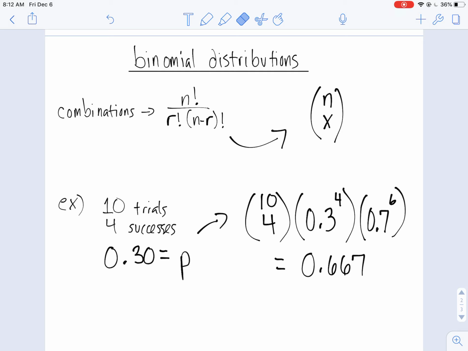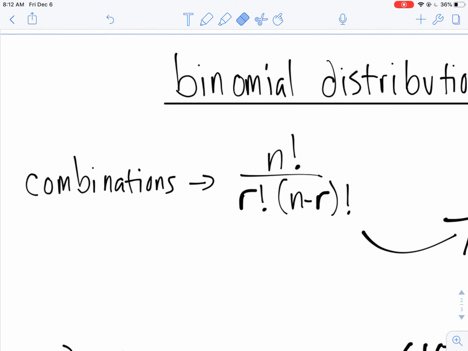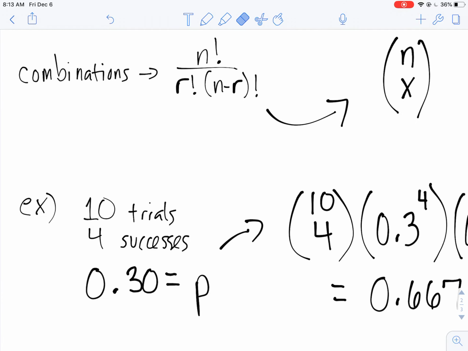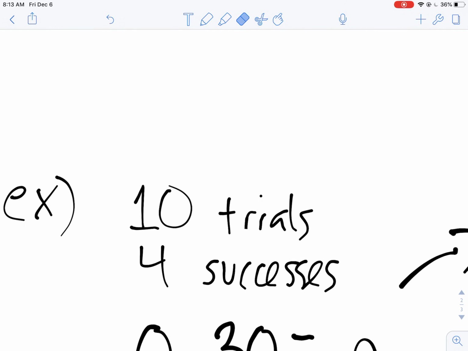You're looking at success and failure with a set number of trials, set number of successes, and you're given the probability of success. Now, it's all based on combinations. This is the formula for combinations. As an example here, I give 10 trials and 4 successes. Those 4 successes can come in any order, really. I could have my first 4 trials be a success, the last 6 be a failure. I could have the first 2 be a success, next 2 be a failure, next 2 be a success, the rest be failures. You get the impression that there are going to be a lot of different combinations here.